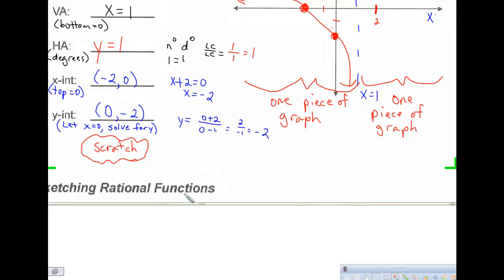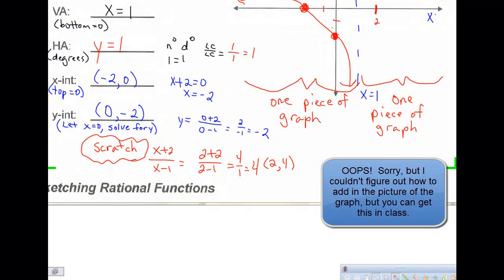Now the original equation again was x plus 2 divided by x minus 1. So let's find an ordered pair that would give us a point in this quadrant. Choosing 2, if I plug 2 in for x, we get 4. So when x is 2, y is 4. So it's going to be up here, and this graph will go this way.